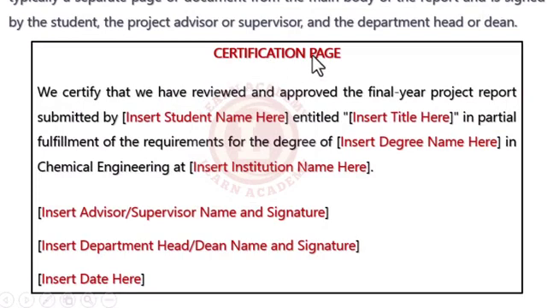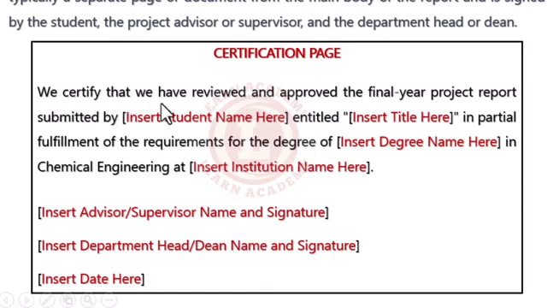So the heading will be certification. Then there's going to be text written like this. This is more like a generic template. It could be different, depending on the academic institution that you belong to, or even in some cases, some departments have some form of template or the other. But generally speaking, this is how a certification page is laid out.